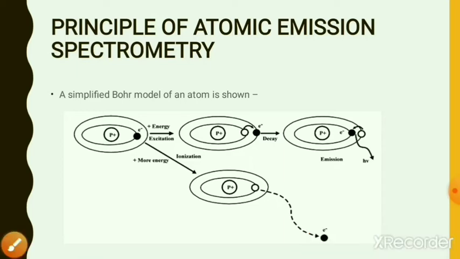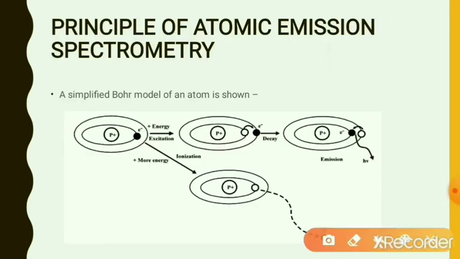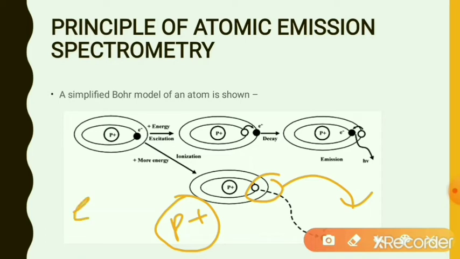So here is one more thing. When an atom gets more energy, it gets ionized. The electron permanently goes out from the lowest energy orbitals and the atom gets ionized. This process is called ionization and the resulting particle is called an ion.